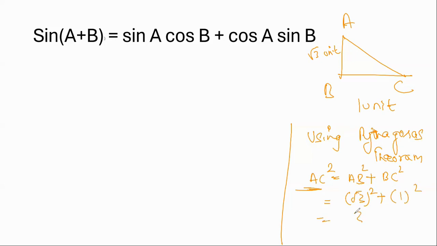So √3 square means √3 into √3, which is 3. And this is 1 square means 1, which makes 4. So AC square is equal to 4. Now the square will go to the right hand side and it will become under root. So under root 4 is what? 2. So it means AC we have found out is 2 units.